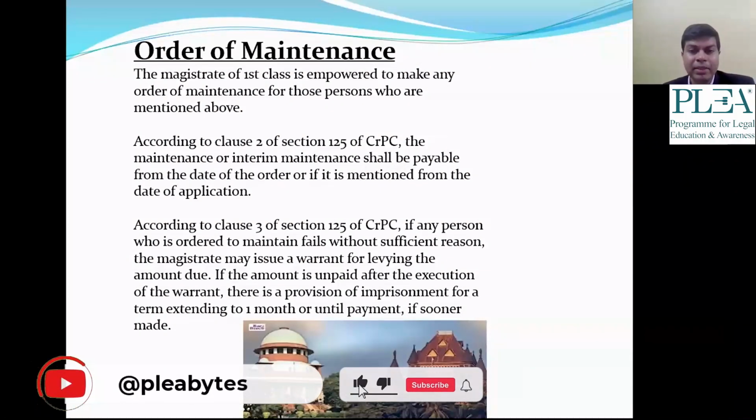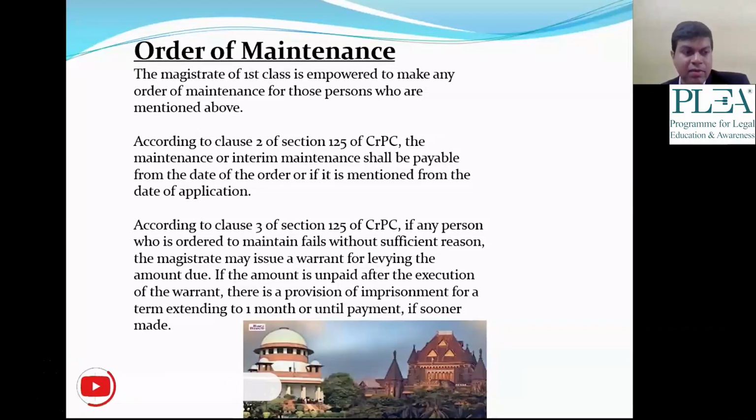So normally what happens is that the judge will give an order to the person to maintain the wife, children, or parents, whichever I have mentioned earlier. If the person doesn't comply with the order and doesn't pay the maintenance, then there can be an imprisonment for a term which may extend to 1 month or until the payment is made.